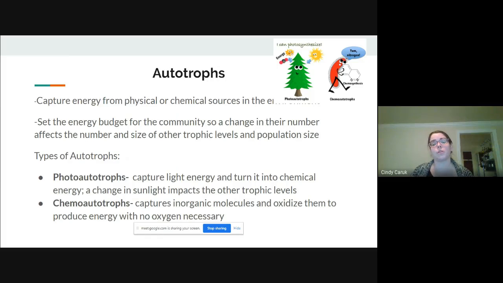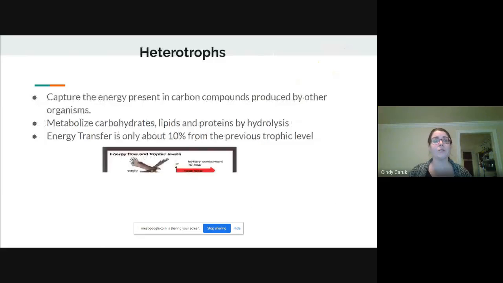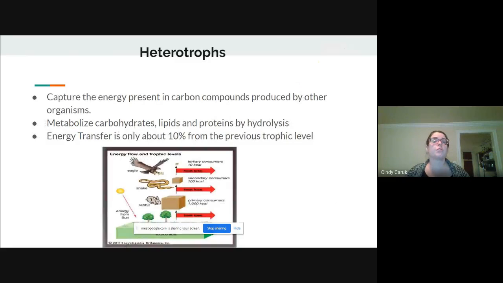Chemoautotrophs capture inorganic molecules. They oxidize them to produce energy without necessarily needing oxygen. Okay, so it's not always necessary to have that oxygen. Heterotrophs are going to capture the energy in the carbon compounds. And for the energy transfer, we go with the 10% rule. About 10% of the energy goes from one level to the next, but it can range from 5 to 20%.